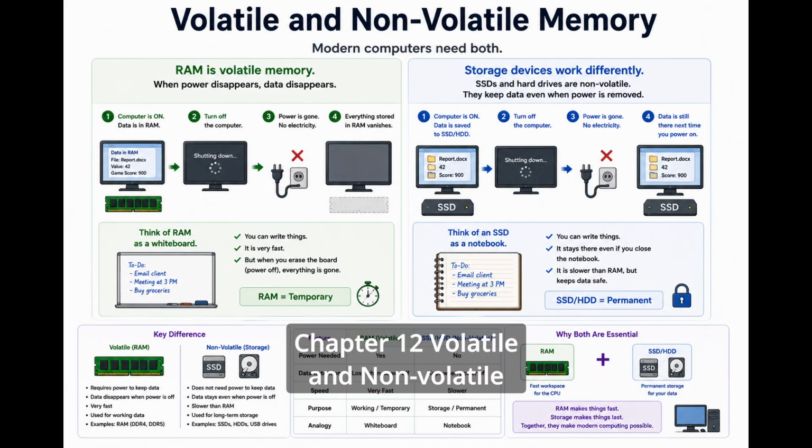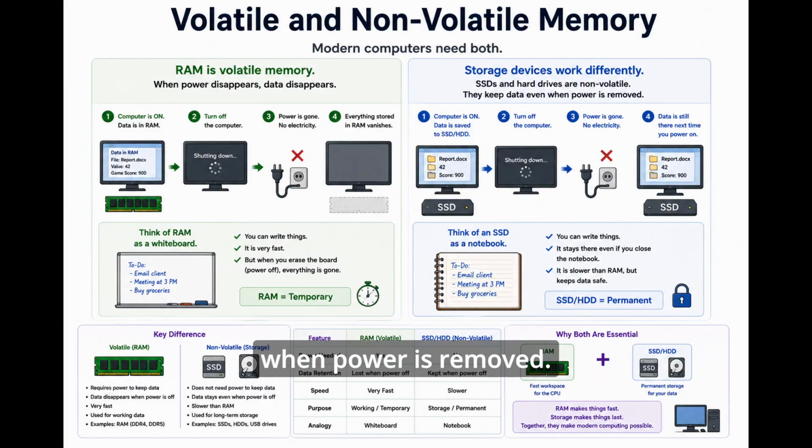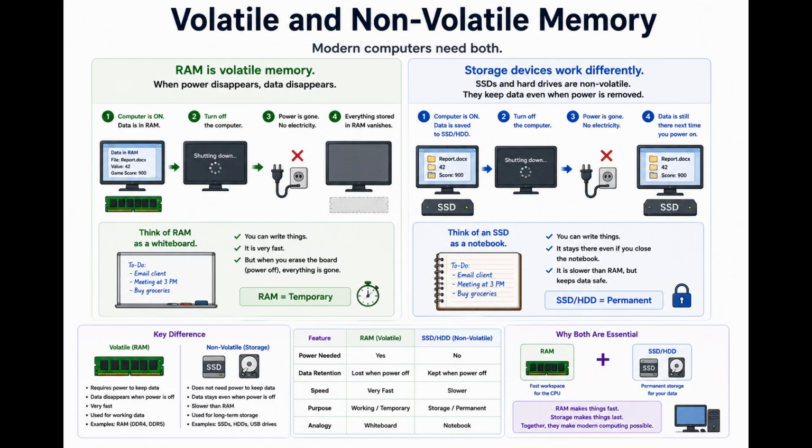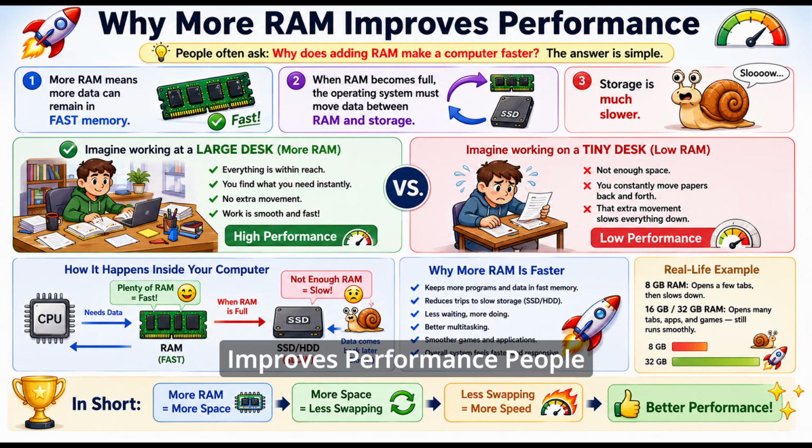Chapter 12 Volatile and Non-Volatile Memory. RAM is volatile memory. When power disappears, data disappears. Turn off the computer. Everything stored in RAM vanishes. Storage devices work differently. SSDs and hard drives are non-volatile. They keep data even when power is removed. Think of RAM as a whiteboard. Think of an SSD as a notebook. One is temporary. One is permanent. Modern computers need both.